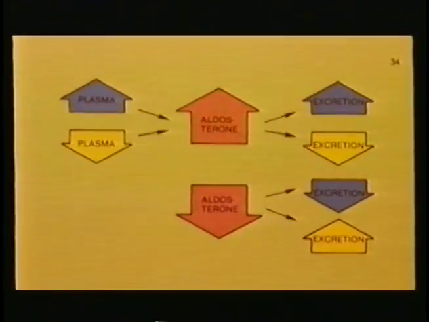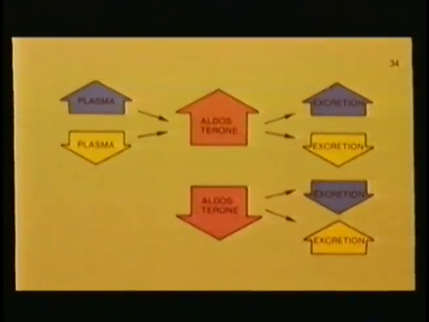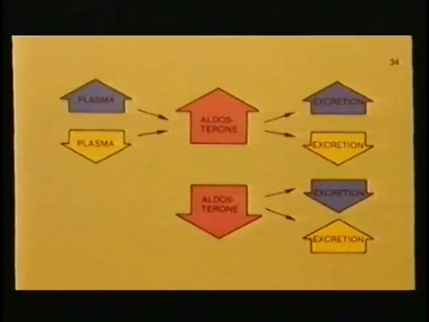34. Increases in plasma aldosterone result in increased potassium excretion and decreased sodium excretion. In turn, increased plasma potassium and decreased plasma sodium are stimuli for aldosterone production. Decreases in aldosterone have the opposite effect.